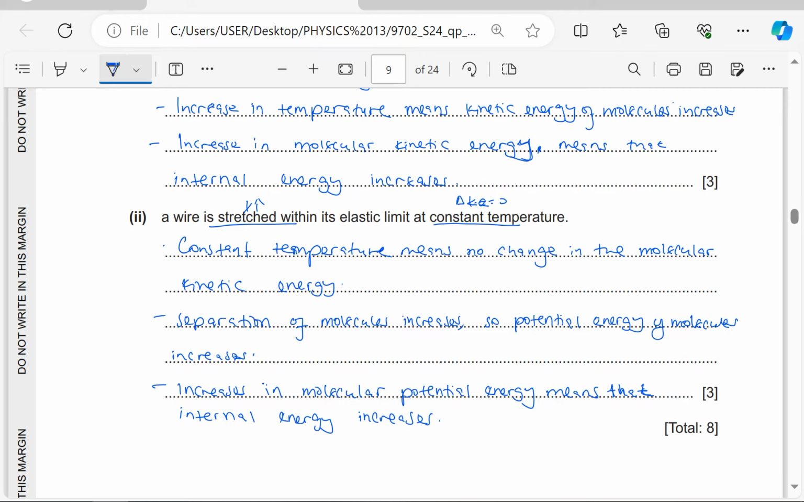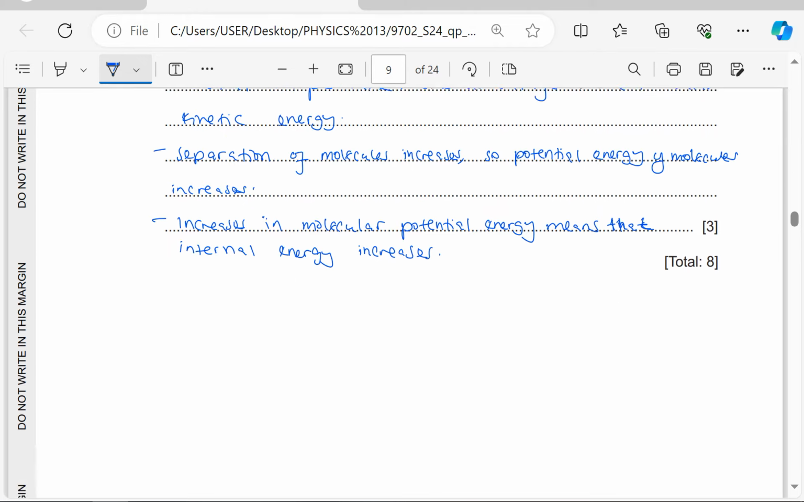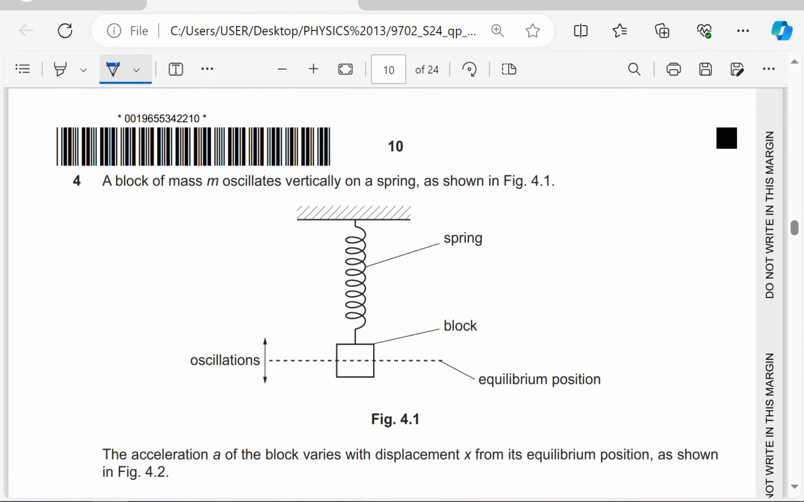Okay, so I think that was maybe the question where my students might have lost a few marks, because they can't write all these important points. They may miss out one or two.